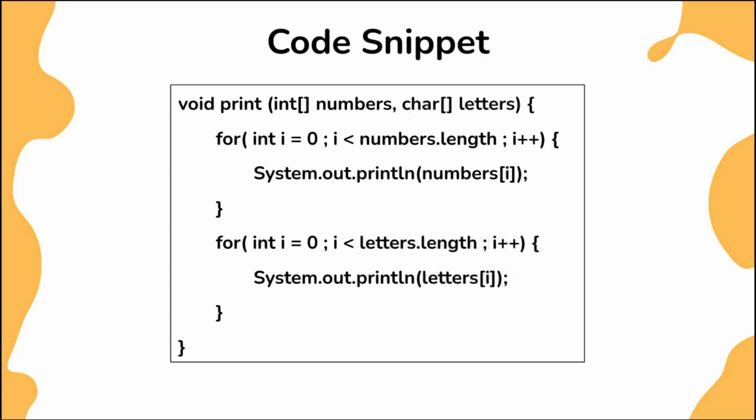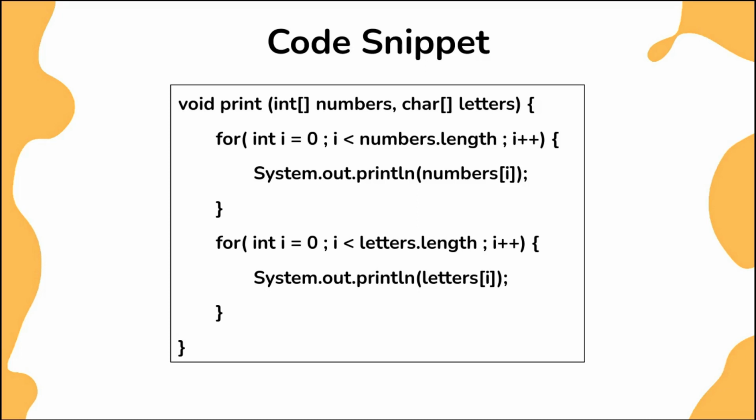Now, what if this method has 2 parameters, an array of numbers and an array of characters? So first we iterate over the array of numbers and then we iterate over the array of characters. What do you think is the time complexity here? Well, both these loops run in O of n, and here is the tricky part. What is n in this case? Here we are not dealing with one input, we're dealing with 2 inputs, numbers and characters.